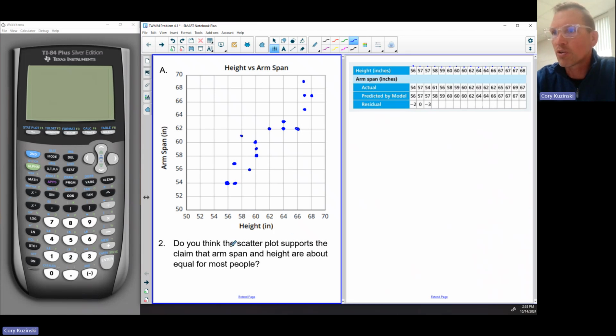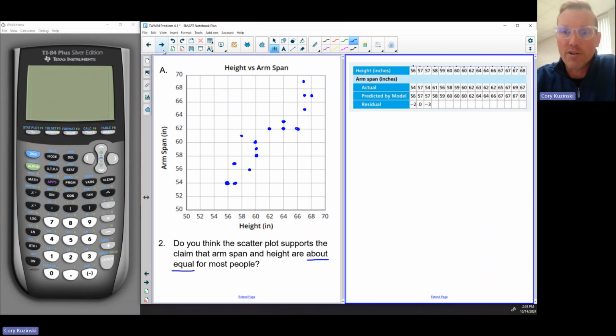Do you think the scatter plot supports the claim that arm span and height are about equal for most people? Pause the video and write down a sentence or two. Okay, you're back. I would say yes, they're about equal. Not perfectly, but about equal. The data kind of falls in a straight line. It's not horrible, but I'd say maybe closely. They're definitely related to each other. The taller a person is, the longer their arm span. There's no debate about that.